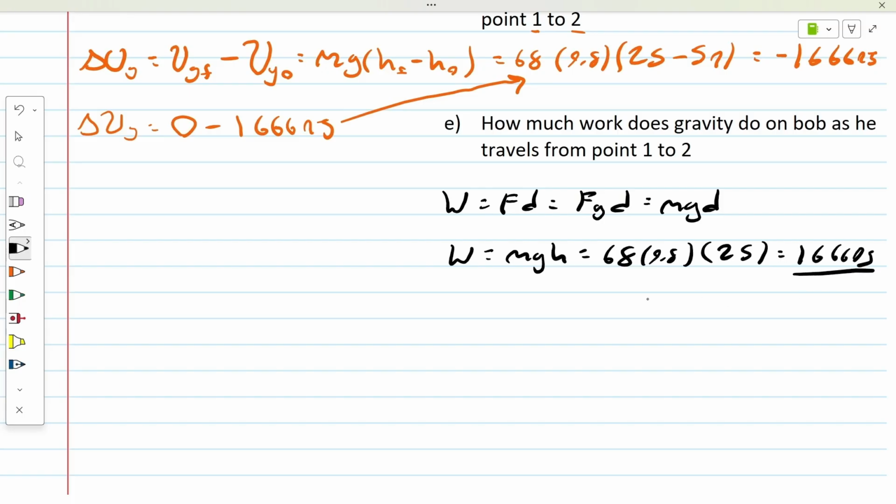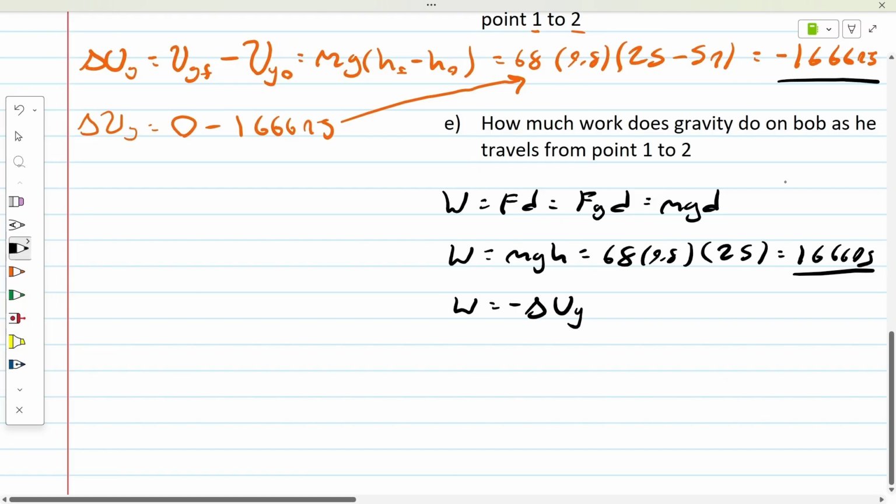And notice this work equals the negative change in the gravitational potential energy, because we had a negative there, so the work was the negative change. And what will be easier to think about in most cases is that the change in gravitational potential energy is the amount of work that's lost in the system. So that's the big idea.